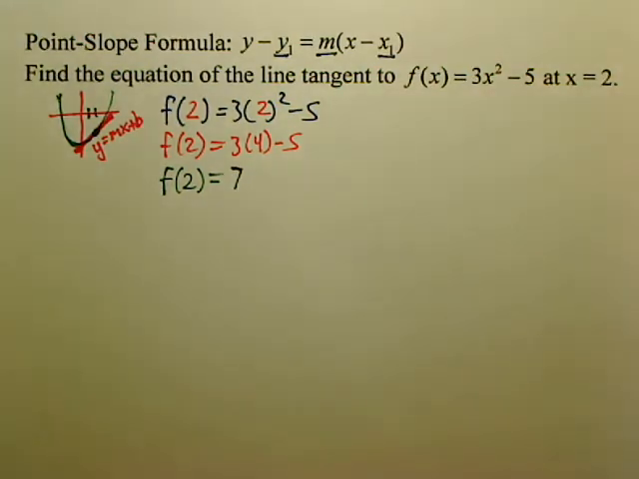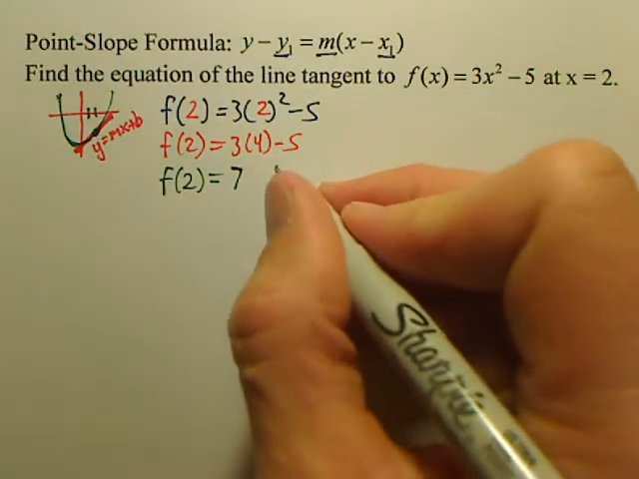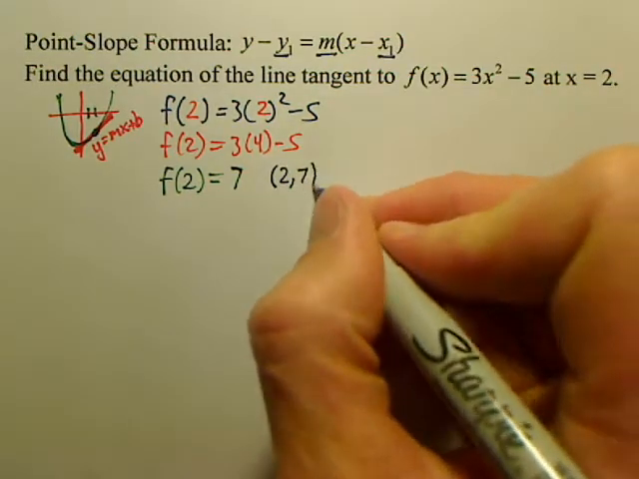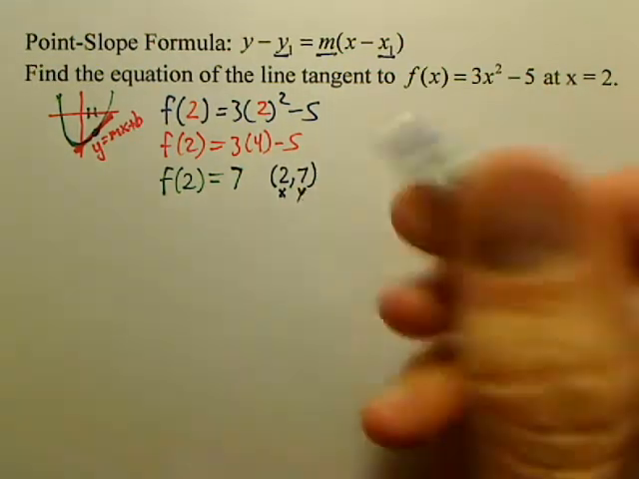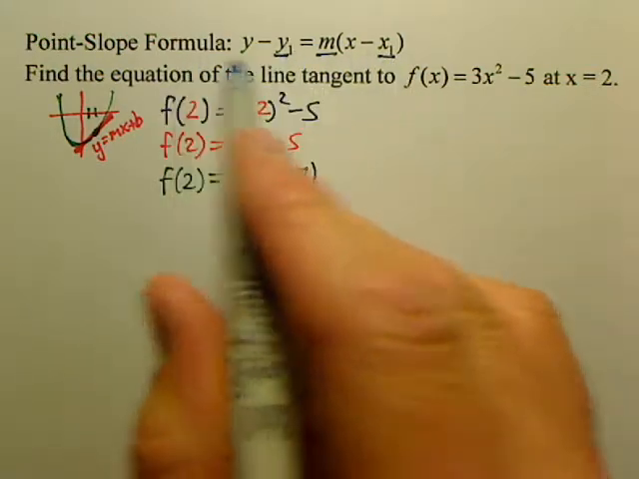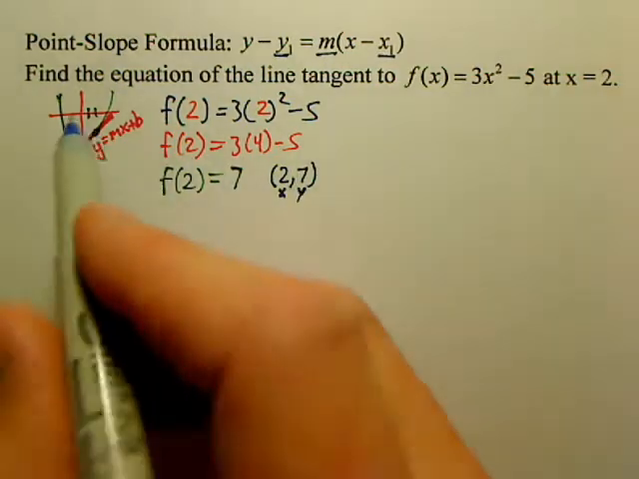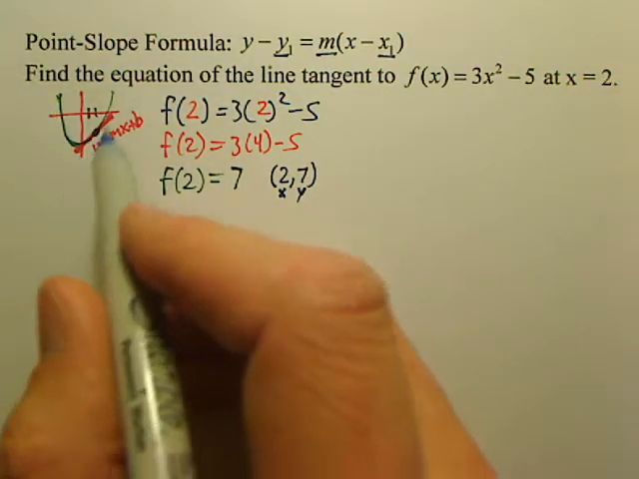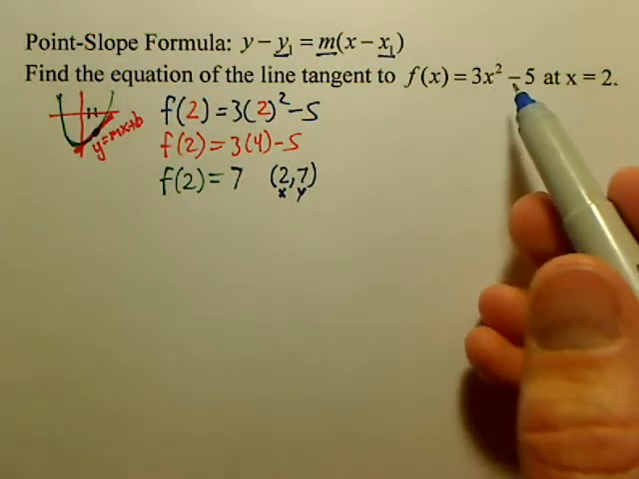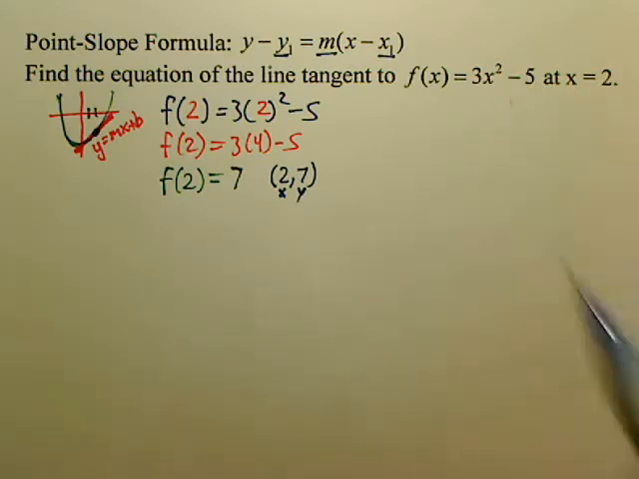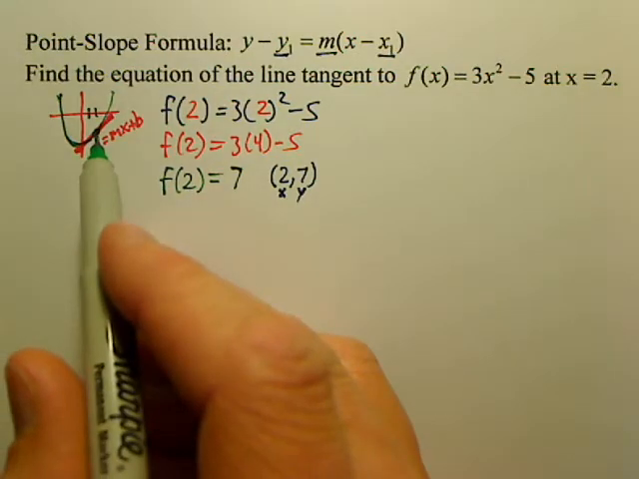So I have a coordinate of (2, 7). That's x, that's y, for my point slope formula. Cool, I got my coordinate at this point right here. Again, this graph is not exactly the graph, it's just a sketch of what it possibly could look like. Now I need my slope. Now I need my slope where? Well, I need my slope at that point.